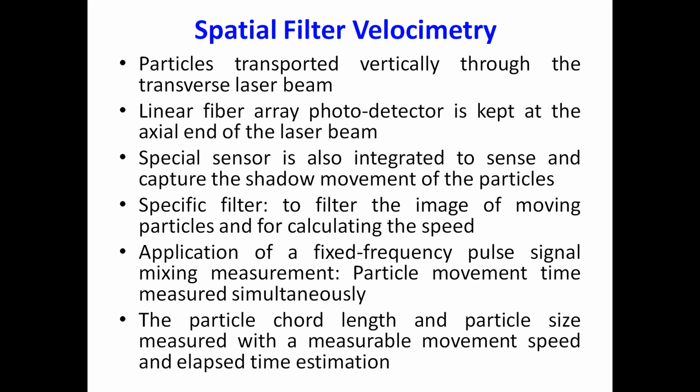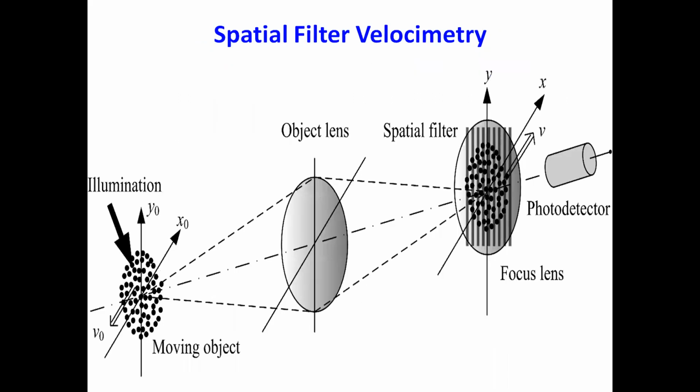The particle chord length and particle size are measured, with movement speed and elapsed time estimation performed by this technique. So you can see here spatial filter velocimetry. There is an objective lens, a spatial filter, the light source, and then a photodetector. There is a particle distribution, light is coming there, the shadow will fall on the objective lens, and by focusing that lens, we take the image of those particles by means of this photodetector at a particular focal length.